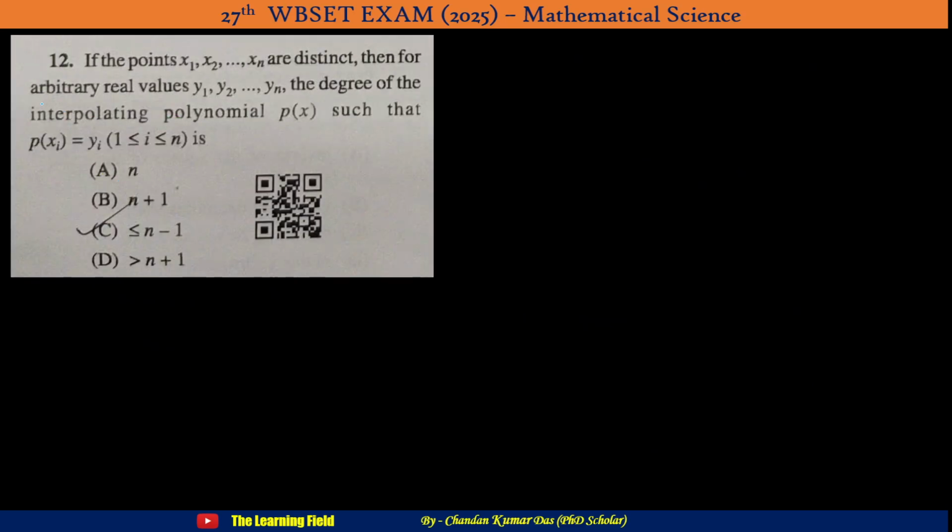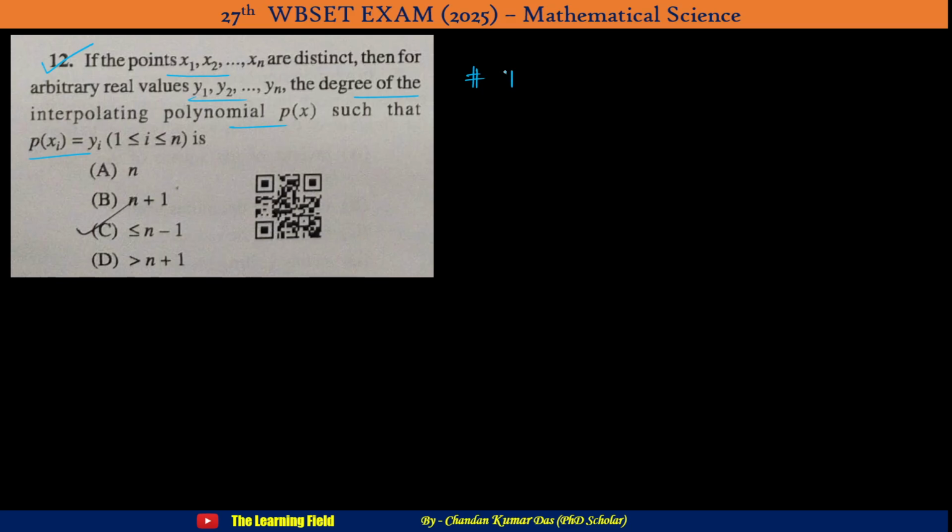Next question. This is a very easy and straightforward question. If the points x1, x2, ..., xn are distinct, then for arbitrary real values of y1, y2, ..., yn, what is the degree of the interpolating polynomial P(x) such that P(xi) equals yi? So this is a very basic question.